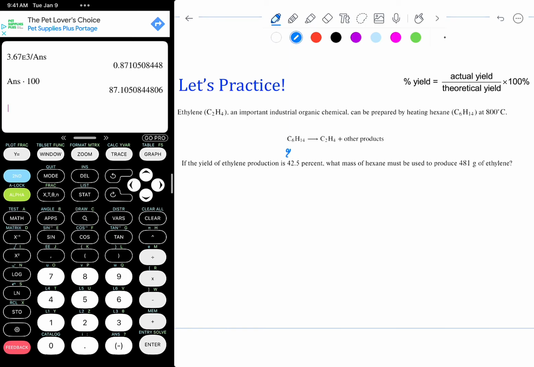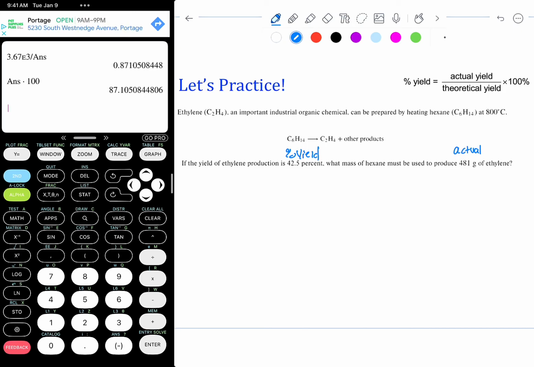So the numbers were given. This is our percent yield. And that 481 grams is our actual yield. So they know that this reaction is not efficient and it only produces 42% of what it should. So if the desired amount is 481 grams, well, I need to know what that original mass is to get that type of yield. So my actual amount that I want to get is that 481 grams.